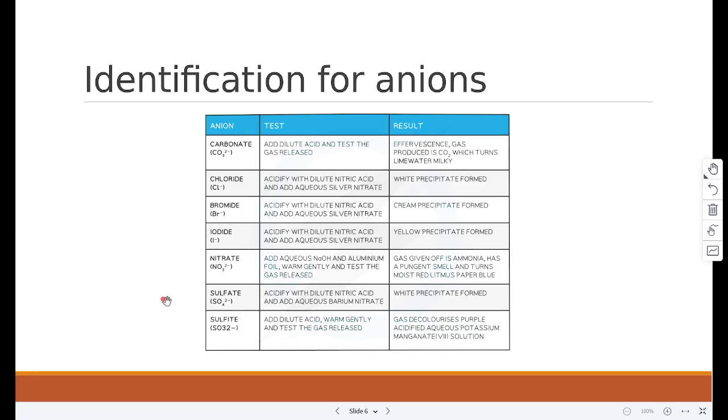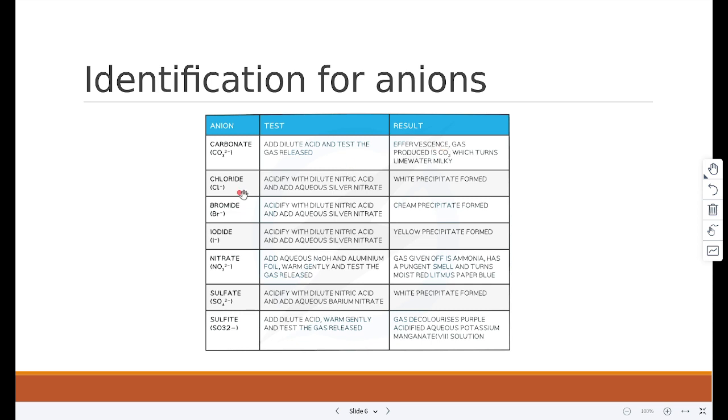We can identify ions by adding dilute acids or by adding NaOH. So first we have carbonate. We can add a dilute acid and test the gas that is released. We know the gas that will be released is carbon dioxide, so we can test it with limewater.